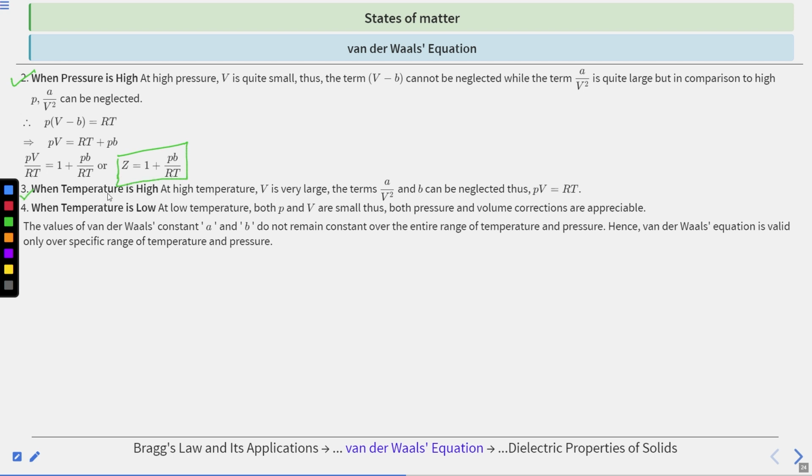In the case of temperature, when temperature is high, V is very large, then the term a by V square and b can be neglected. Then our equation will become PV equals RT. And when temperature is low, P and V are small, both pressure and volume corrections are appreciable. The values of van der Waals constants a and b do not remain constant over the entire range of temperature and pressure. Hence, the van der Waals equation is valid only over a specific range of temperature and pressure.